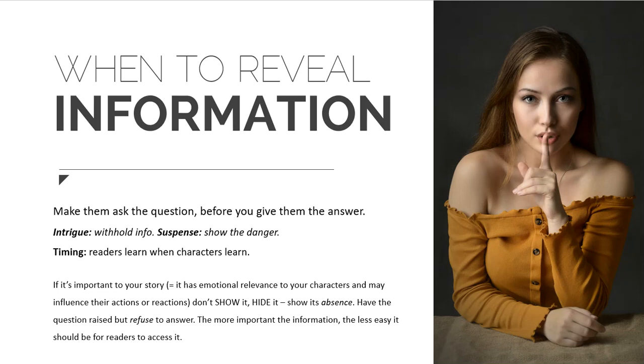So as a general rule of thumb, you want to make readers ask the question before you give the answer. So don't just tell them right away what they need to know to get on with the story. Make them care about what's happening first, but hold back the information. So with intrigue, you withhold the relevant information until they want to know what's happening, why did he do that, what's going to happen next.